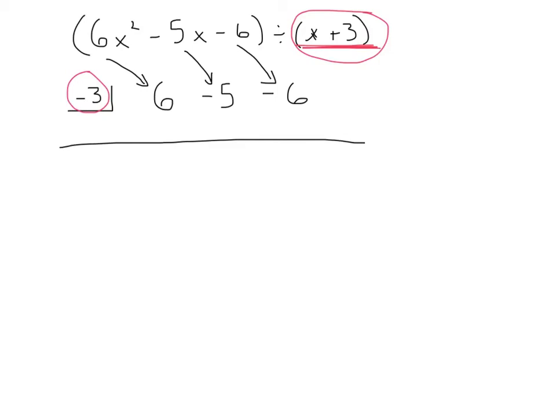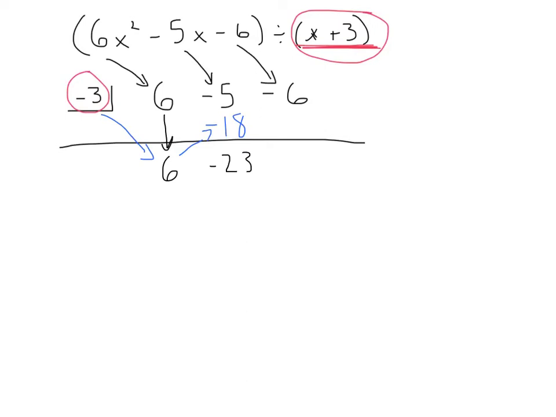So the way we start is we start by bringing this first number here straight down below, 6. And then what we're going to do is we're going to multiply negative 3 by 6, which is negative 18, and that comes up here. Then we're going to add. Now, in long division we were subtracting, but in synthetic division we're going to add and say negative 5 plus negative 18 is negative 23.